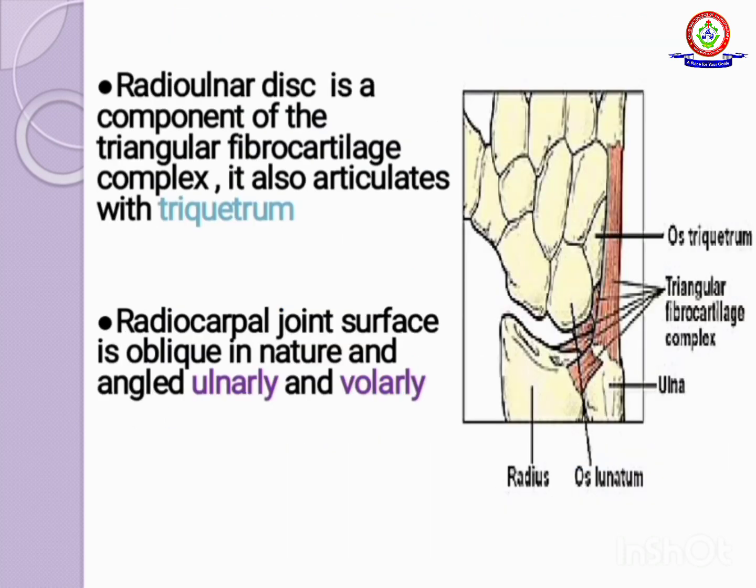The radioulnar disc is a component of the triangular fibrocartilage complex. It also articulates with the triquetrum. The radiocarpal joint surface is oblique in nature and angled ulnarly and volarly.